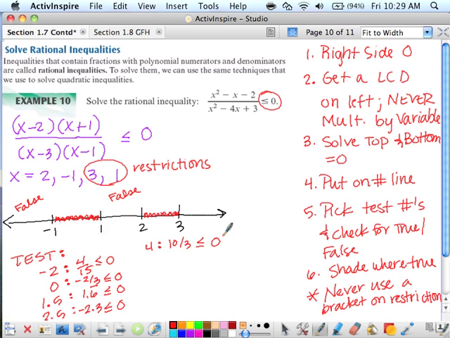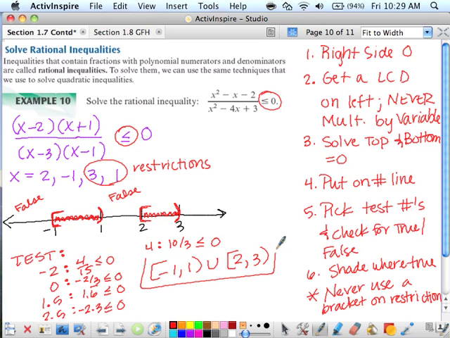Now I just need to put parentheses or brackets around. For everywhere that's not a restriction, I'm going to put a bracket. But on the two restrictions, the 1 and the 3, I have to put a parenthesis instead. This is a bracket, and this is a bracket. But because 1 and 3 are restrictions, we have to put parentheses on them. And once you do that, you can see what your intervals are really easily. Negative 1 to 1, unioned with positive 2 to 3. That's how we solve a rational inequality.